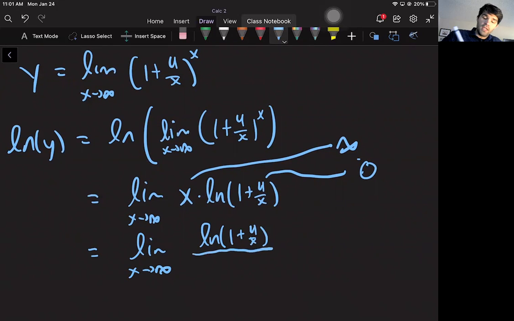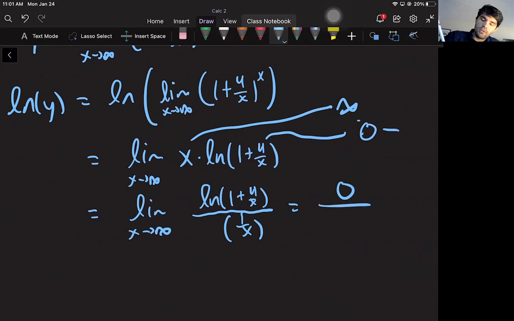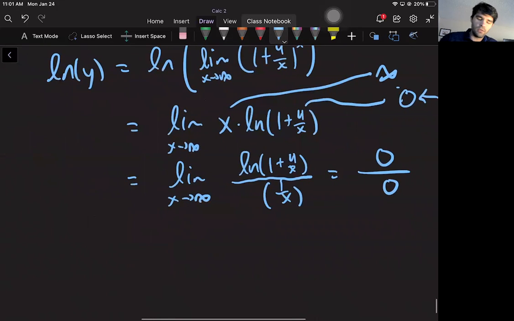And so you take that x and you say x is the same as dividing by 1 over x. And now the top, that still goes to 0 because that's what this was. The bottom now goes to 1 over infinity, goes to 0. So now you can use L'Hopital's rule. So much to remember in this problem.